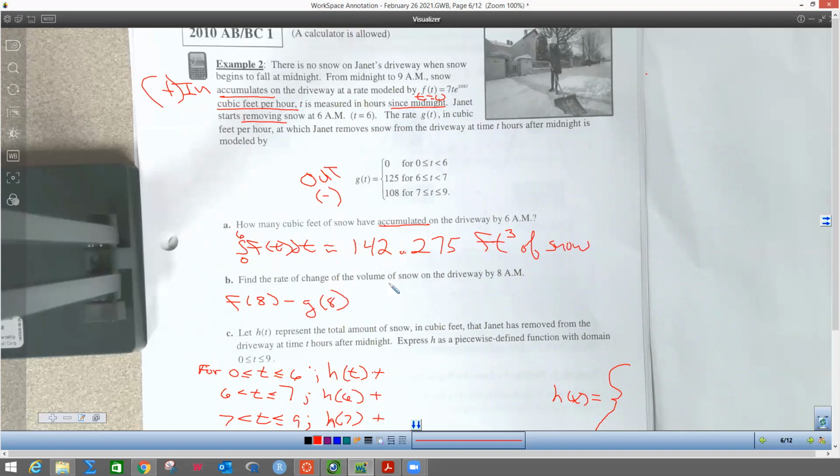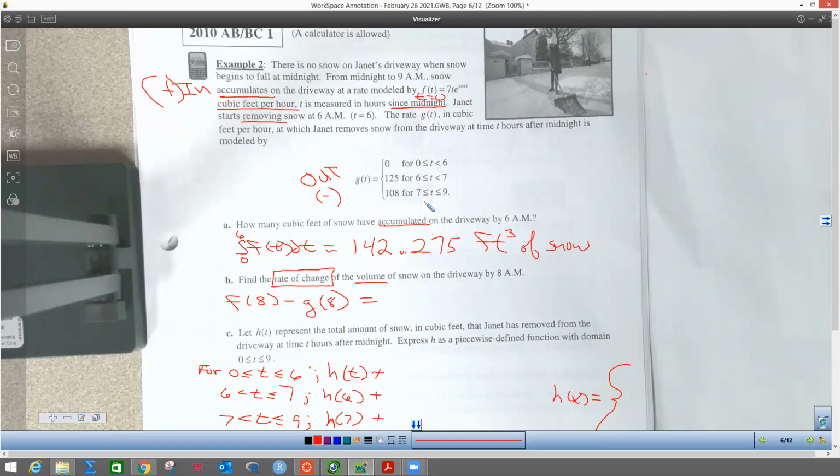We want to find the rate of change of the volume of the snow in the driveway. So again, this is cubic feet. We want to find the rate of change of the volume. So this is the derivative, rate of change of the volume of snow in the driveway by 8 a.m. So what that means is this is the accumulation of snow at 8. This is the taking the snow away at 8. So I'm going to do these two things.